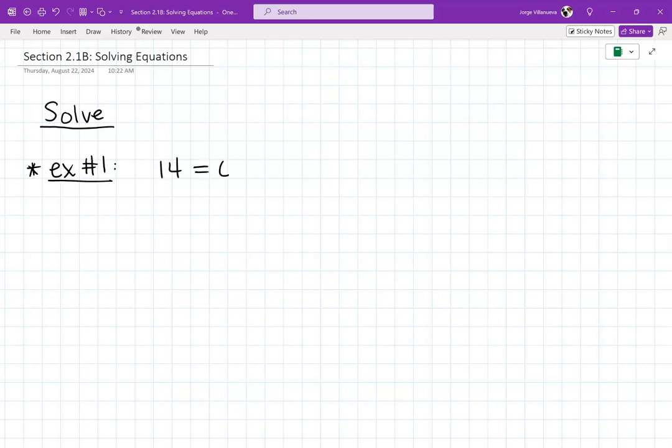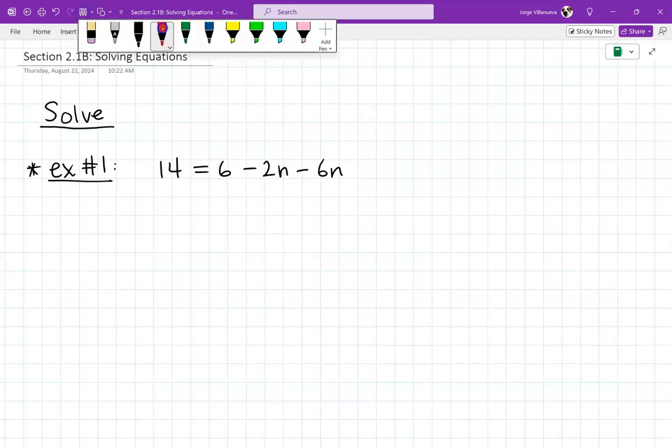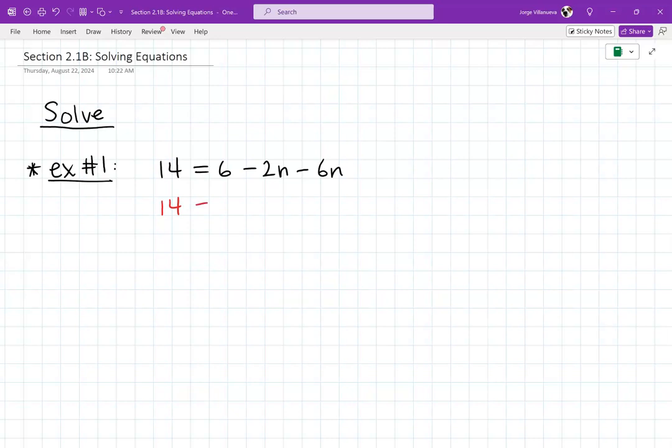14 is equal to 6 minus 2n minus 6n. All right, so kind of like what we did yesterday, we are going to be combining like terms. Okay, my like terms are the negative 2n and the negative 6n on the right side. So I want to put those together. So negative 2n minus 6n is negative what? 8, right? So negative 8n.